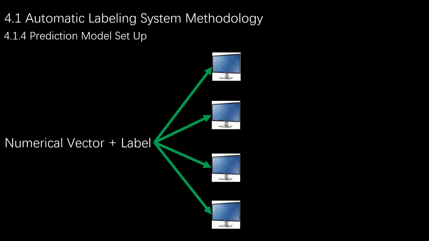In this thesis, we set up 4 prediction models using the random forest classifier, XGBoost, which is another classifier popularly used in recent years, convolutional neural network, and long short-term memory, which is a refined version of the recurrent neural network.